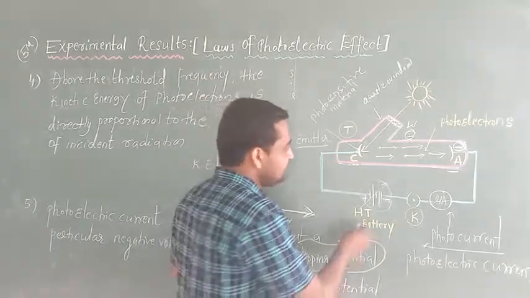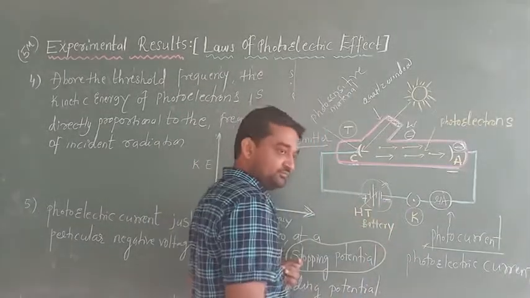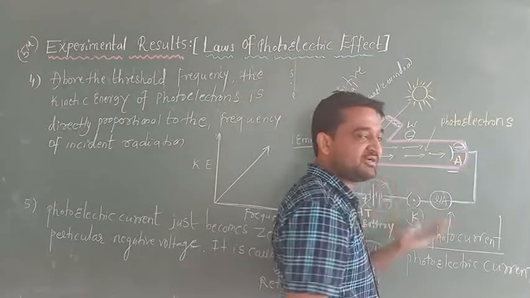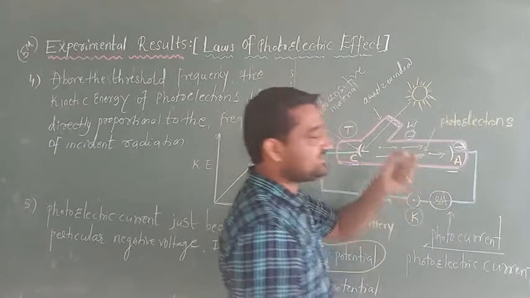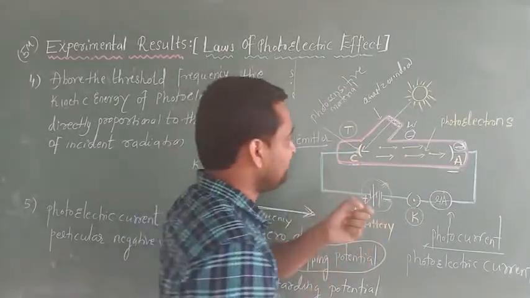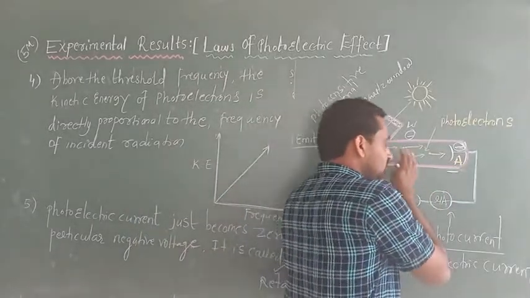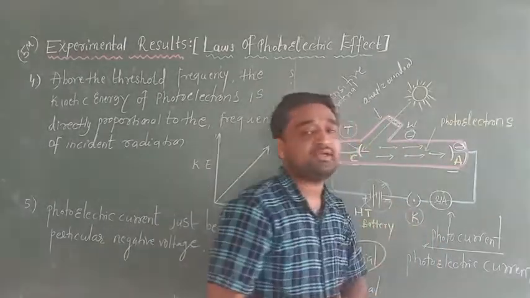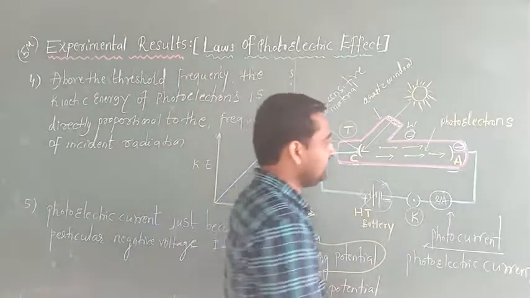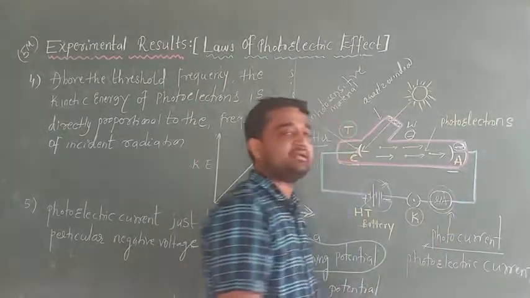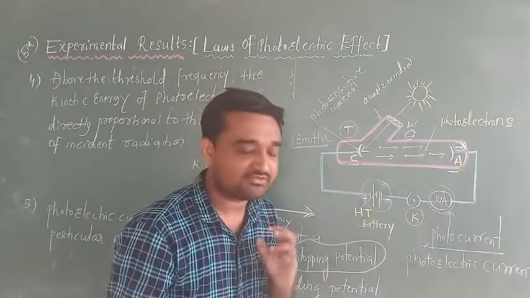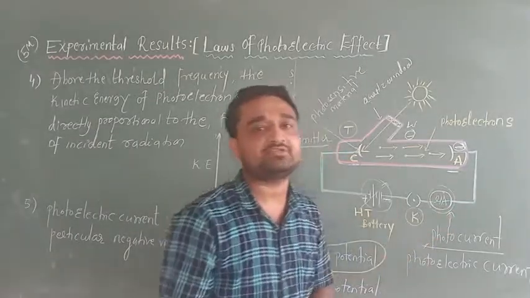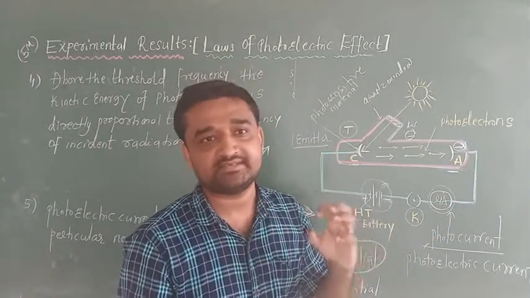If we increase the negative potential of the battery, what happens? At a certain potential, the flow of electrons towards the anode stops, or the reach of electrons towards the anode stops. But the current does not suddenly become zero. The photoelectric current will not suddenly become zero. That indicates what? The electrons have a certain kinetic energy.